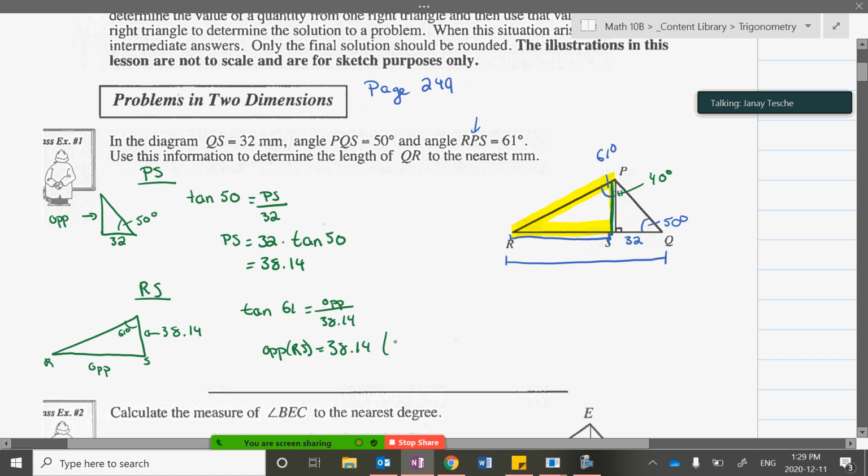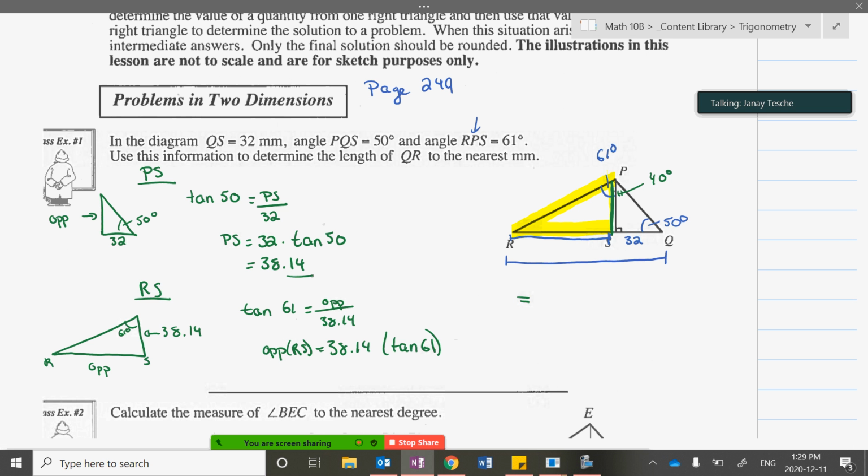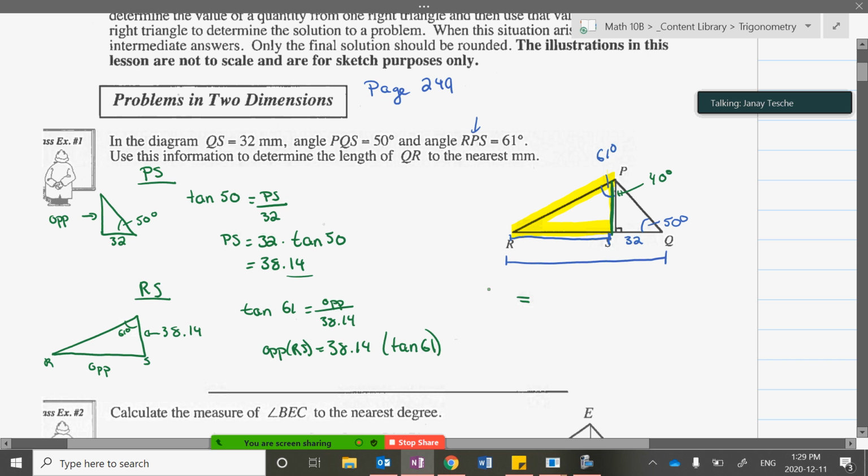So remember, we always want to round at the very end. We keep 2 extra decimal places. So that's why I'm using the 14, because they want the nearest whole in the end. So now I do that 38.14 times the tan of 61, and we get RS to equal 68.79.